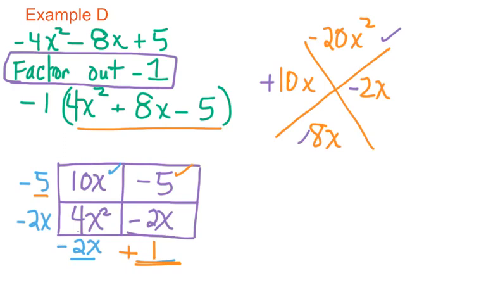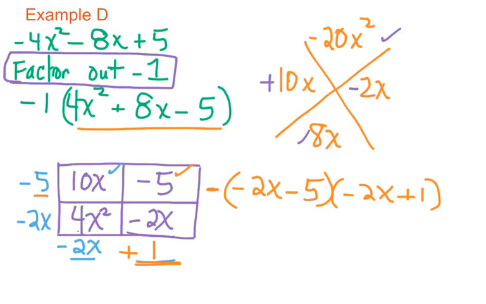Therefore, I've got my two factors of negative 2x minus 5 times negative 2x plus 1. And I've got to remember that I pulled out that negative, so that goes back in front. So there is my factored form. So that was example D.